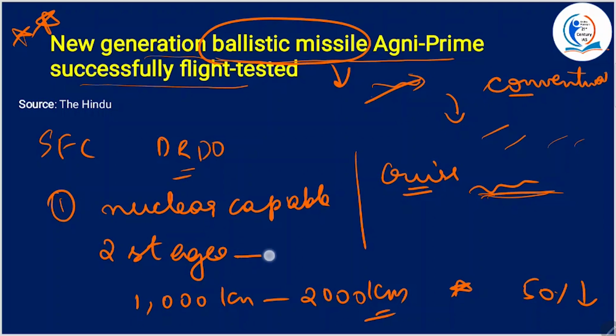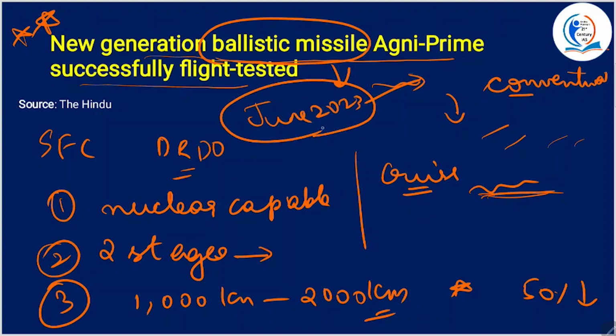And here I mentioned two stages, right? And they are canisterized solid propellant ballistic stages. Okay, and they are equipped with a dual redundant navigation and guidance system as per the information given by DRDO. In June itself, the pre-induction flight was carried out.